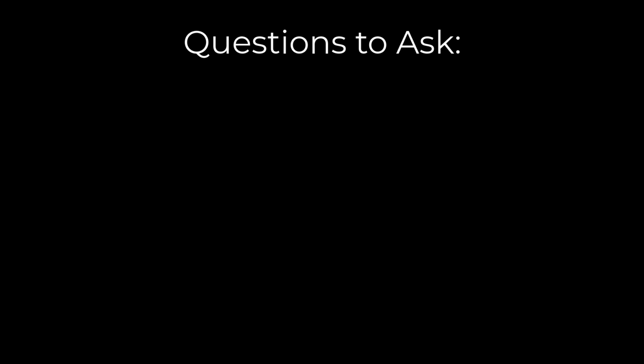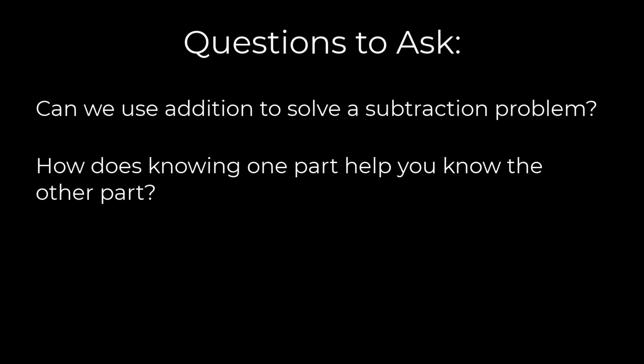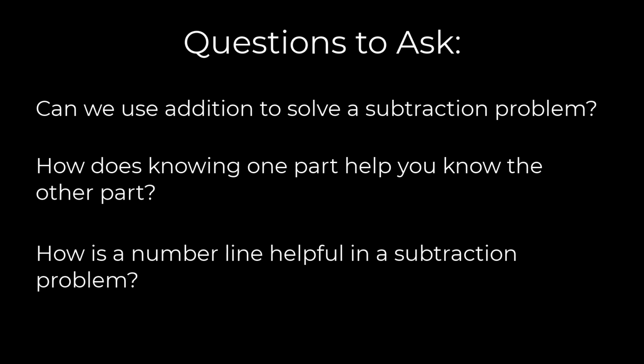Ask them if any of them used addition to solve a subtraction problem. Well, how does that work? Does that always work? How does knowing 1 part of 5 help you know the other part? How is a number line helpful in a subtraction problem?